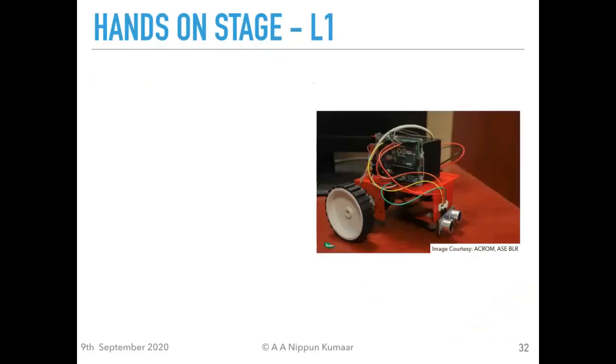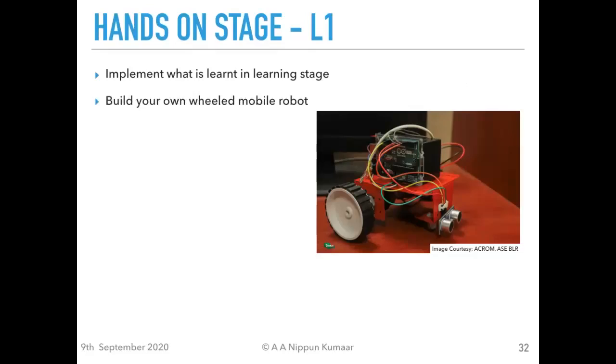Learning is not enough. You have to put that into implementation and really see what you have learned. So that is the first thing: implement what is learned in the learning stage. So how do I do that? Build your own wheeled mobile robot. Probably it is very easy to say. That's what some of you think. No, it's easy to do also. So how do I do it?